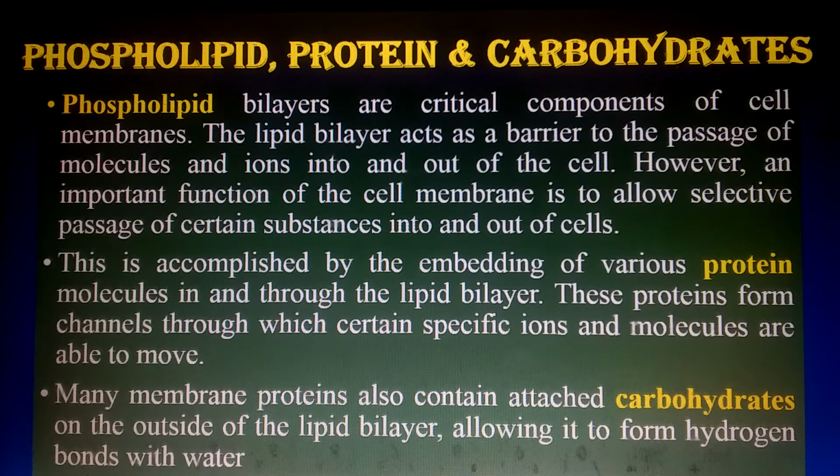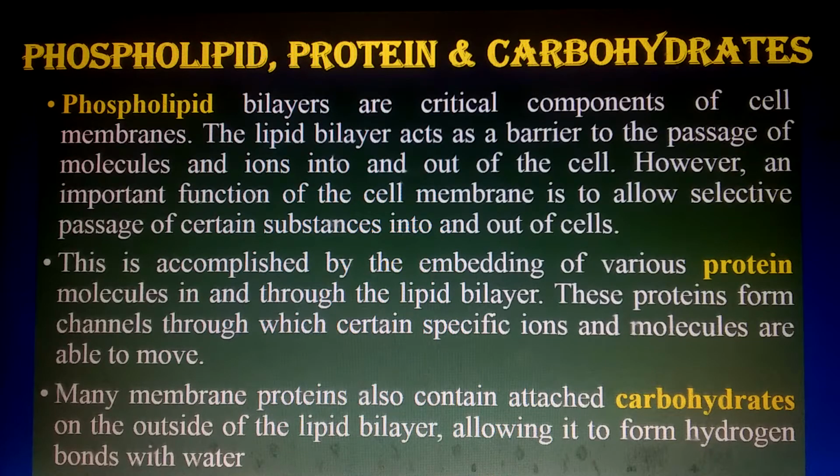This is accompanied by the second thing. The first one is the phospholipid. The second one is the protein. Protein molecules are present in different forms. I will show you that conjugated molecules are also present here in the cell membrane. The proteins, which are peripheral proteins and integral proteins, play a very important role in the movement of certain specific ions and molecules across the cell membrane. I will show you through a diagram.